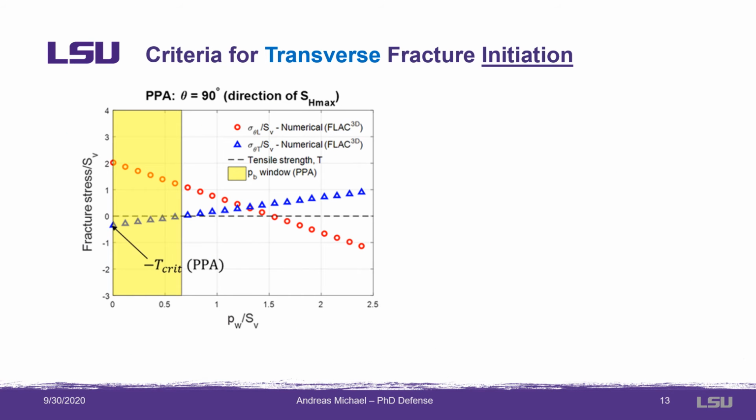From the work performed in chapters 3 and 4, we know that transverse fracture initiation is harder to achieve than longitudinal. Transverse fracture initiation occurs when the breakdown pressure remains within a range called the breakdown pressure window, which is shown in yellow here, and the tensile strength of the rock is lower than the y-intercept of the blue line. This is what I call the critical tensile strength, T crit.